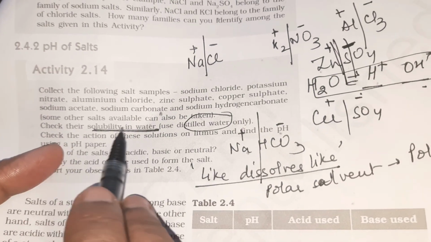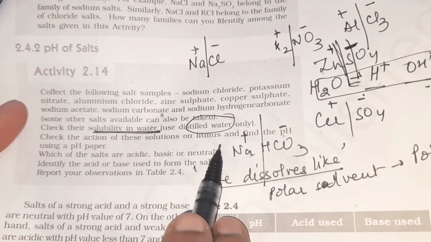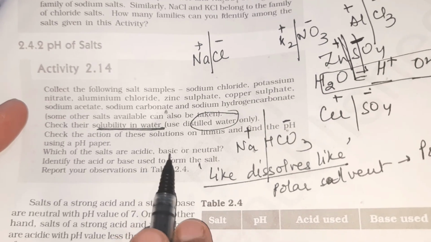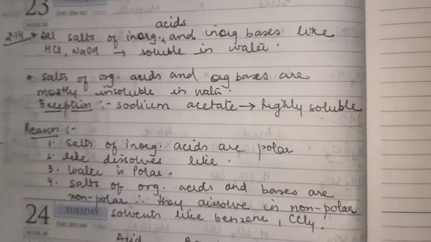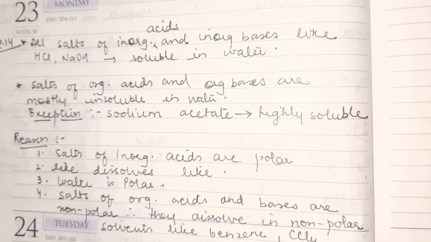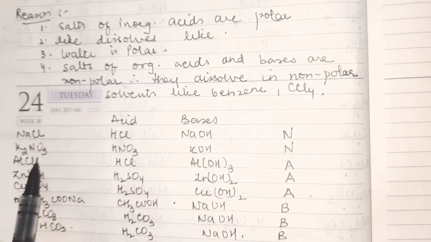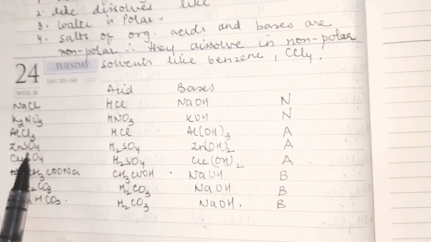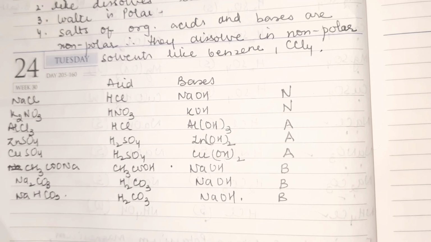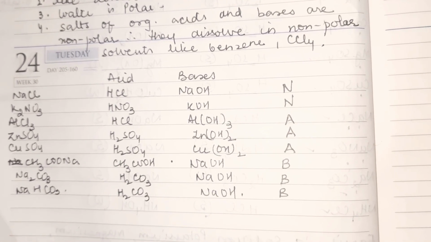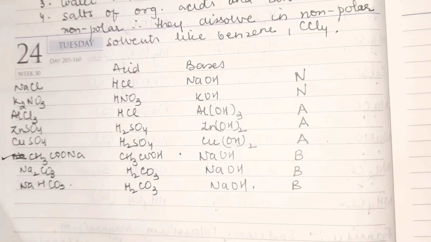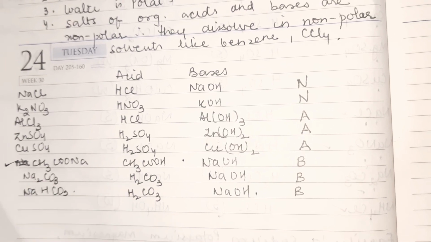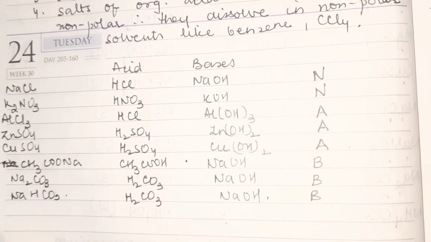Then they have asked to find the nature of the salts, whether they are acidic, basic or neutral. Now, if we look at the salts which are given in activity 2.14, they are NaCl, which is sodium chloride, potassium nitrate, ammonium chloride, zinc sulfate, then copper sulfate, sodium acetate, sodium carbonate and sodium hydrogen carbonate. Along with these we have taken one more example, sodium acetate. Sodium acetate is also there in the book. So these are all the examples and they're asking what acids and bases they are composed of.